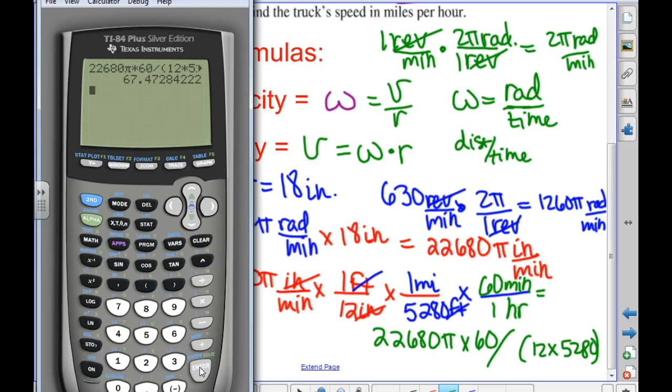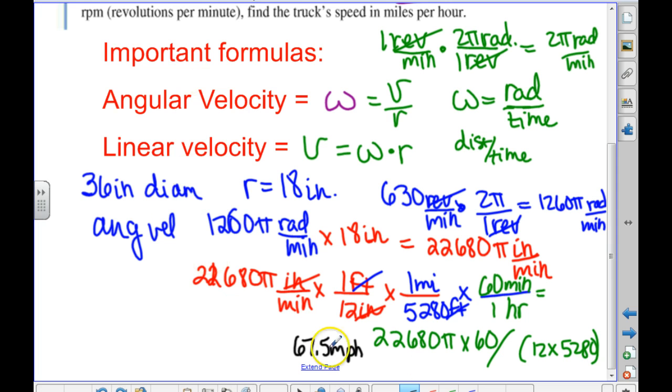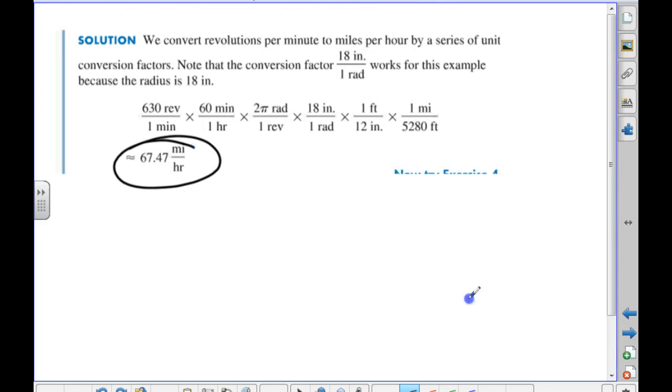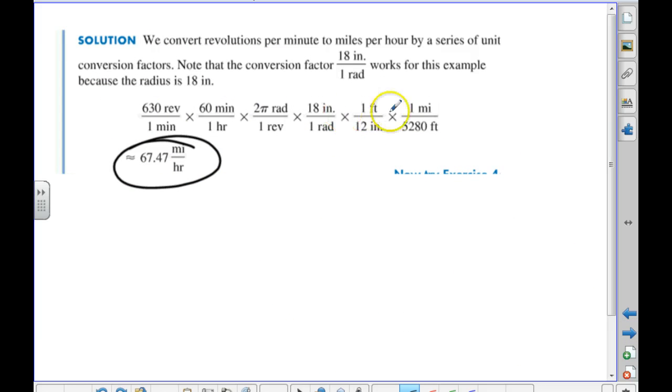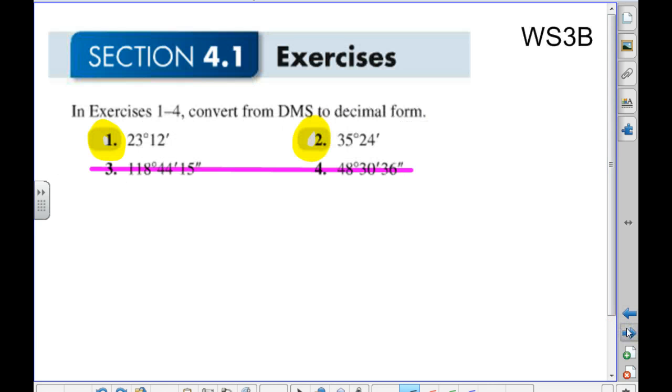67.5, anybody? Yeah. Okay, 67.5 miles per hour. Just to preview that we did this correctly, I'm going to flip to the next page real quick. 67.5 miles per hour, okay? And yes, they did just as much crazy converting as we did. All right. On to, go ahead. So will we get those converting factors? Generally, no.